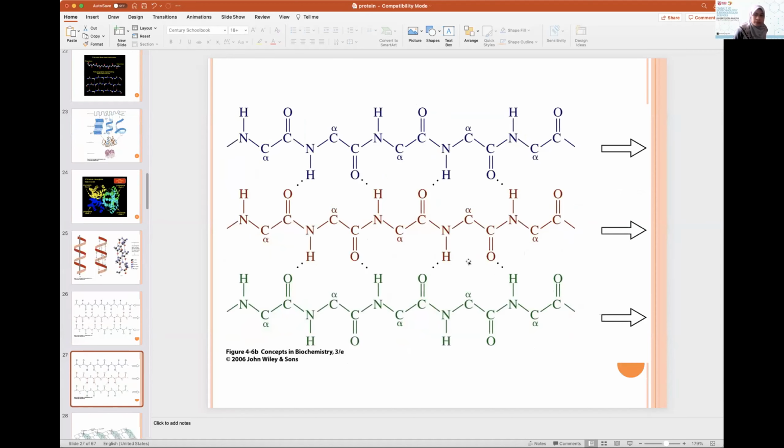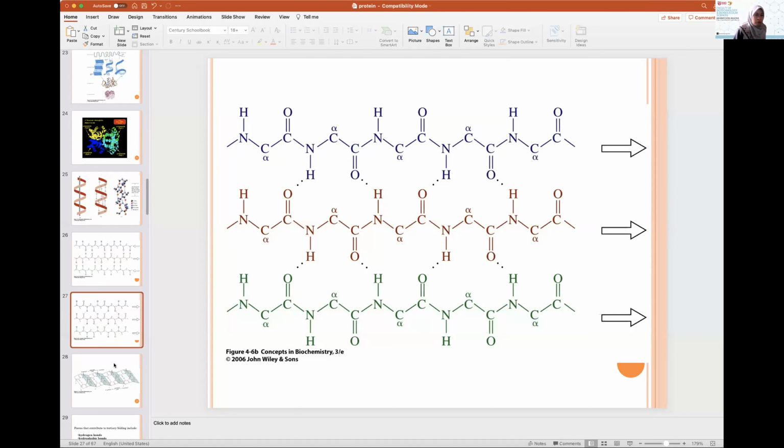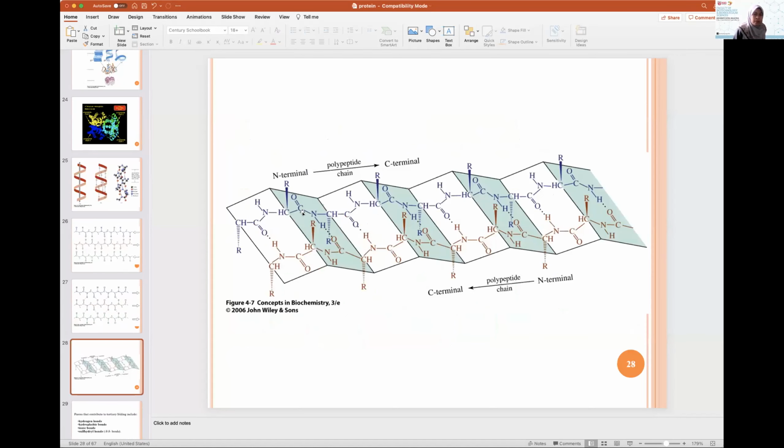Okay, so when we have the arrangement of the parallel, the N-terminals are arranged in the same direction, in the same position. Then the hydrogen bond formation is slightly not in the parallel side. It will be a little bit not straight anymore. And then here we have beta pleated sheet from N-terminal to C-terminal arrangement.